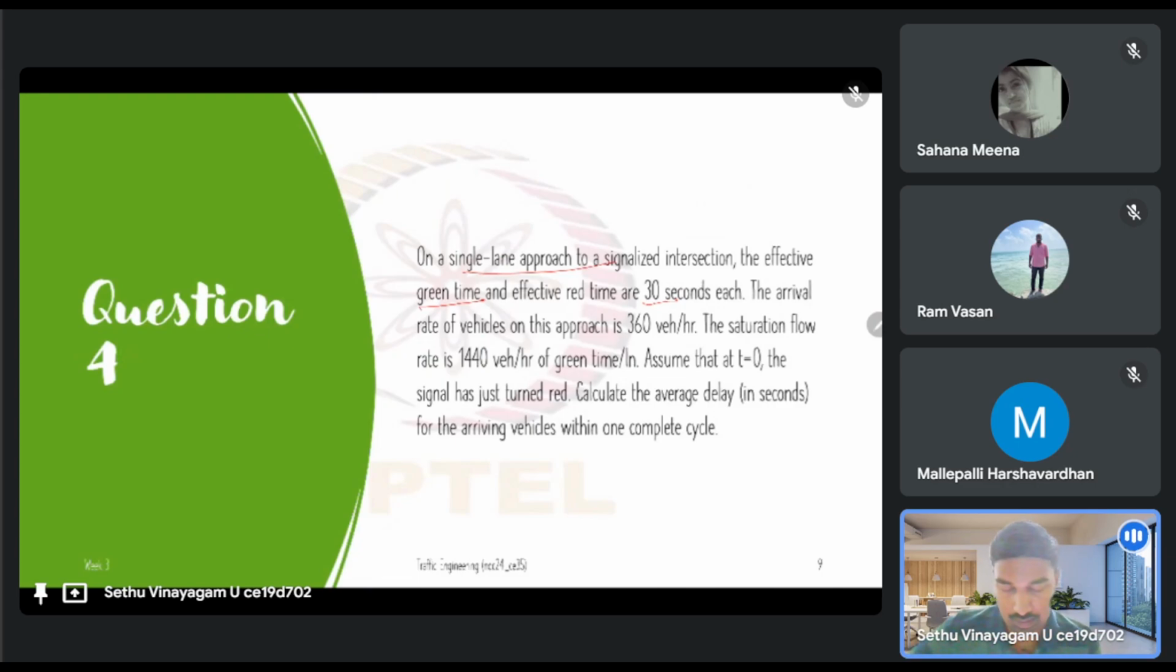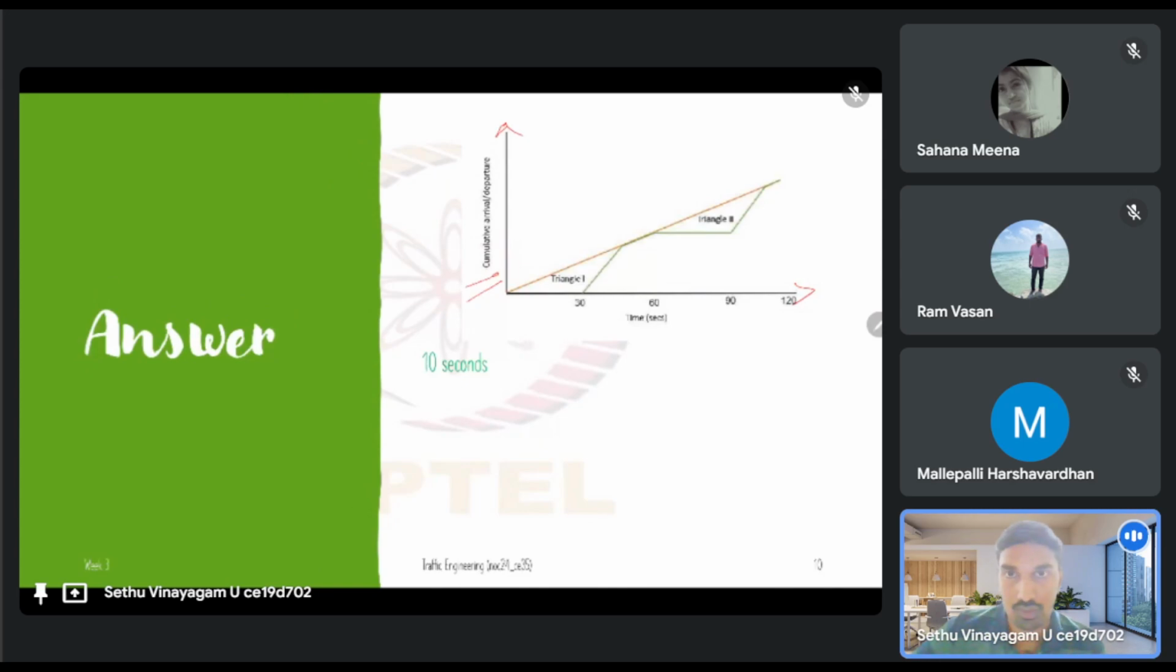And we have 30 seconds of green and red in each. And the arrival rate of vehicles on this approach is 360 vehicles per hour. Which means the inflow to this intersection is constant, right? Every hour, 360 vehicles are entering this intersection. So this orange line that we have here is our arrival curve.